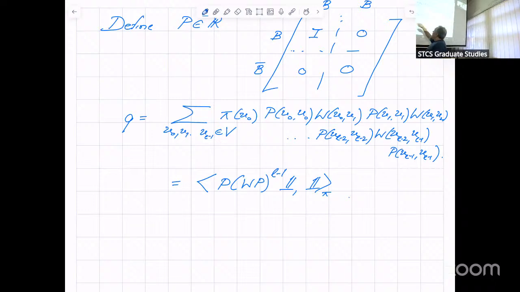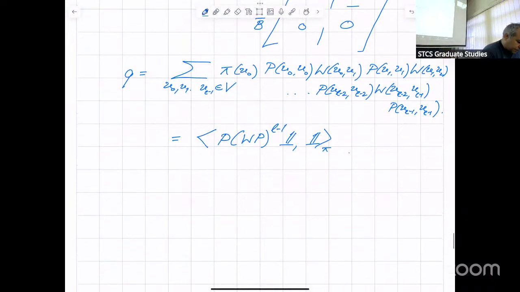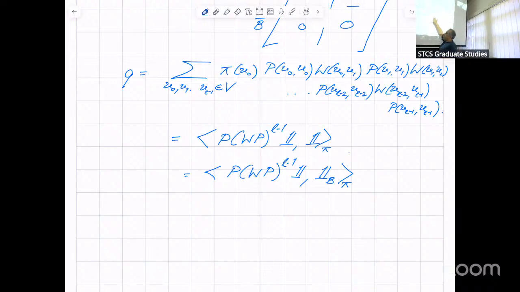Therefore, I could have also written this as P W P to the L minus 1 over the 1 vector, over 1b. That is, whether I put 1 or the indicator of b didn't matter over here, because the other guys are going to contribute 0, since this will be 0 on those guys. Then when I take Cauchy-Schwarz, the norm of this vector is smaller than the norm of that vector. So it's useful to keep this.